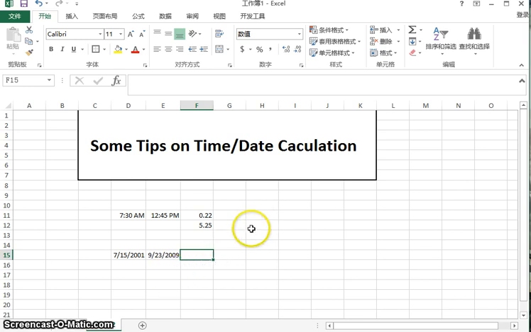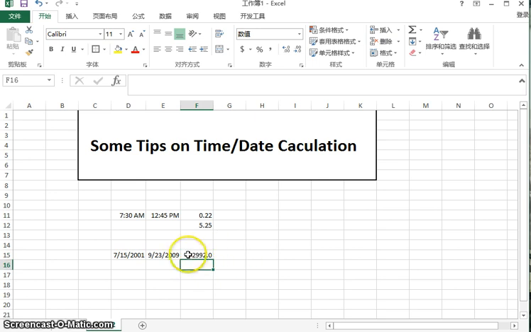The second one is another error, during date calculation. This is a date example I made. It starts on 2001 July 15th and ends on 2009 September 23rd. If we want to calculate how many days during this period, it's really simple. We just use the end date to subtract the start date, and it gave us 2,992 days.